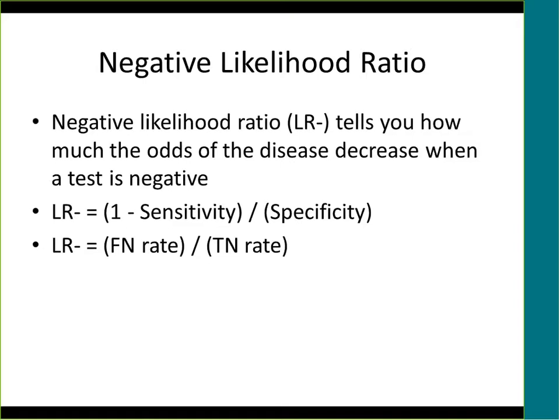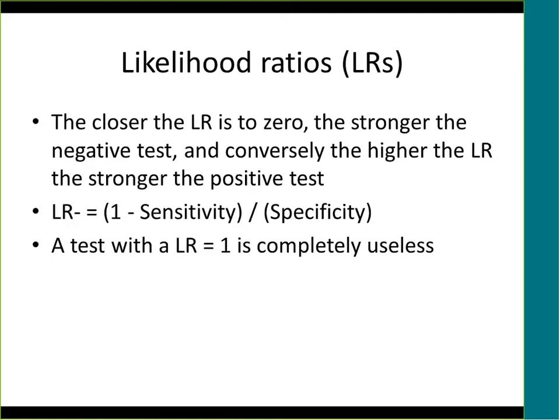The negative likelihood ratio tells you how much the odds of disease decrease when a test is negative. It is calculated as 1 minus sensitivity divided by specificity, or your false negative rate divided by your true negative rate.